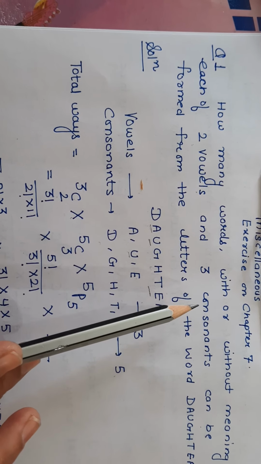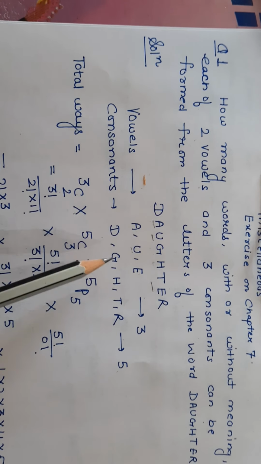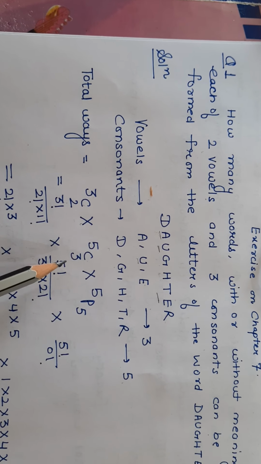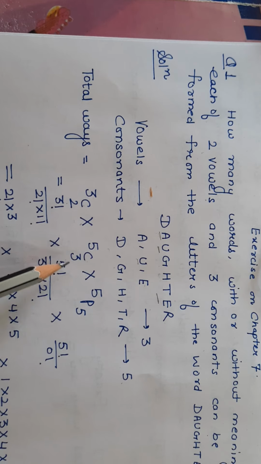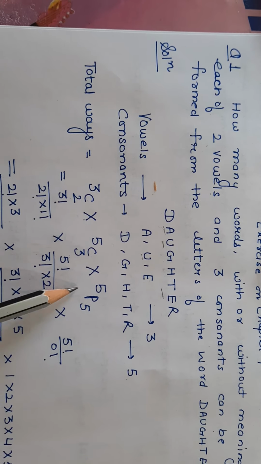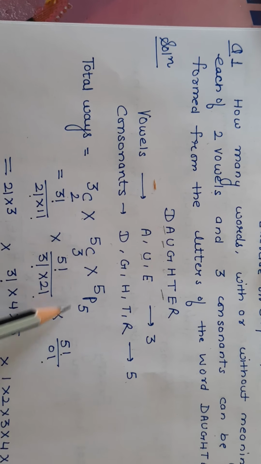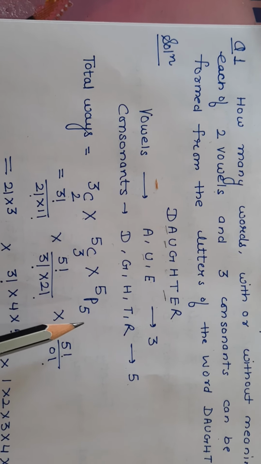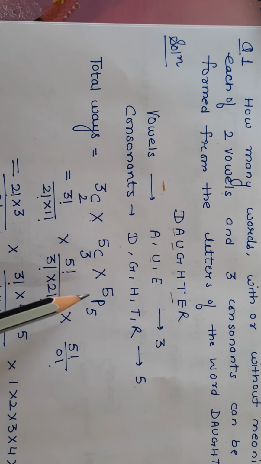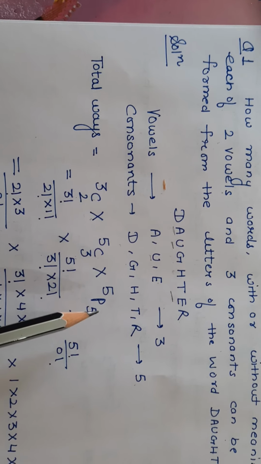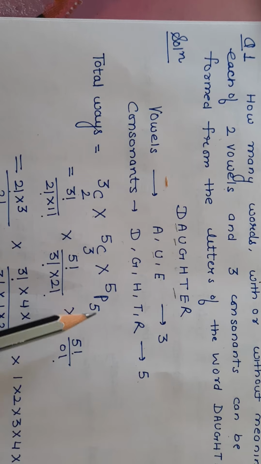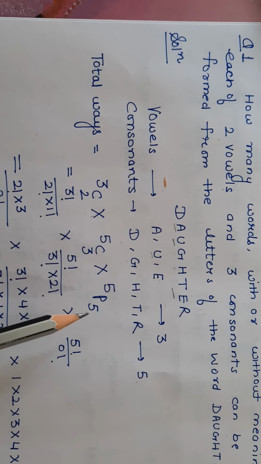You have to select three consonants. Again for selection we'll apply combination. From 5 you have to select 3. So this is 5C3. Now after selecting these 5 you have to arrange them. Arrangement means now their order is important. So whenever we have order, we'll apply permutation. These selected 5 letters can be arranged in 5P5 ways or simply 5 factorial ways.